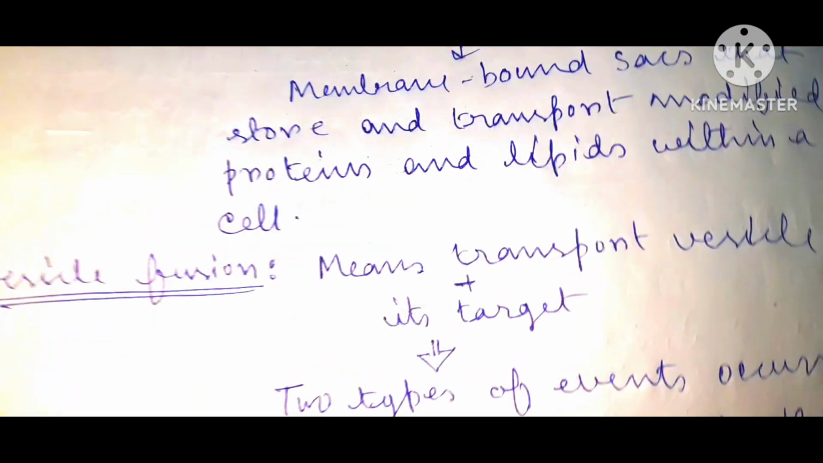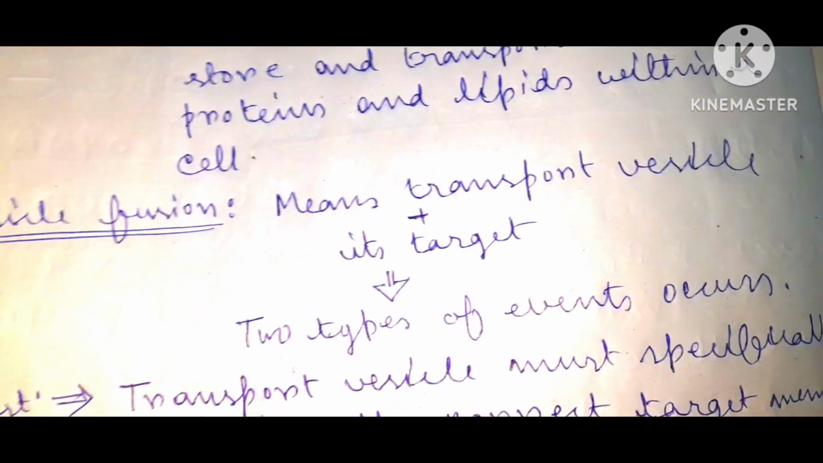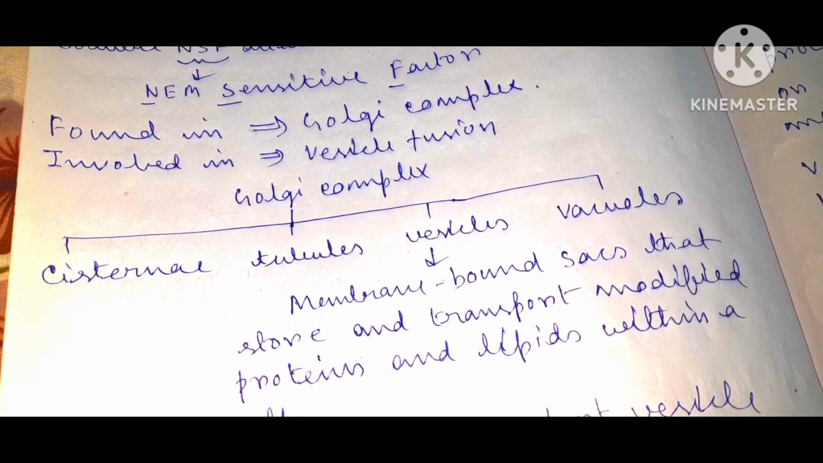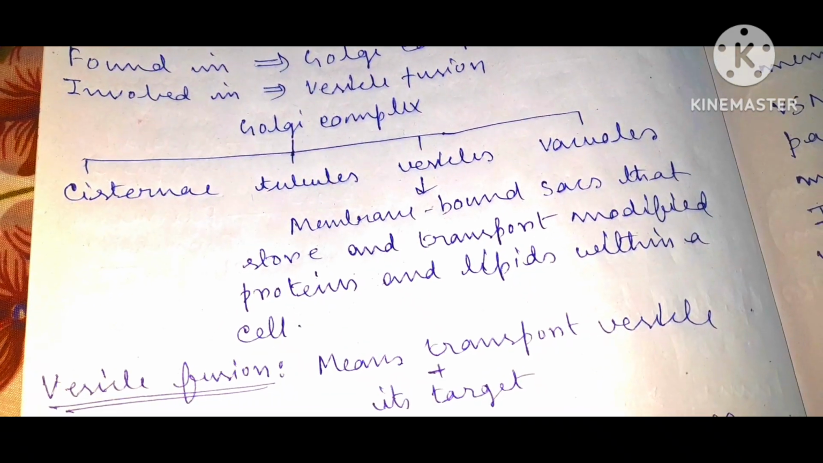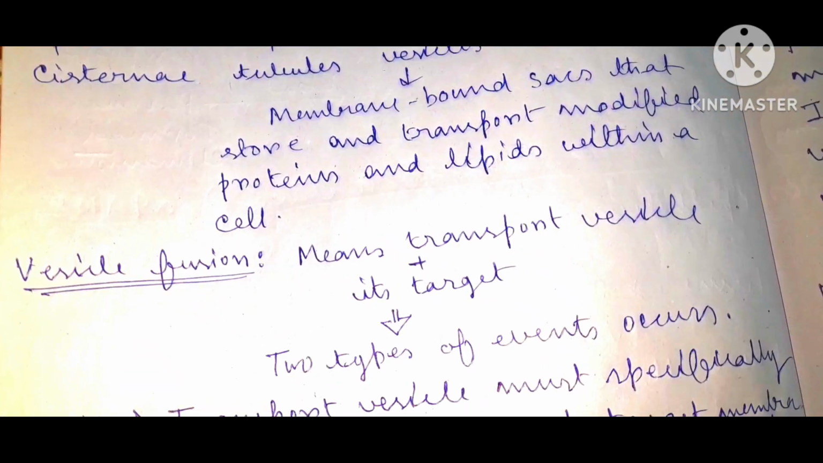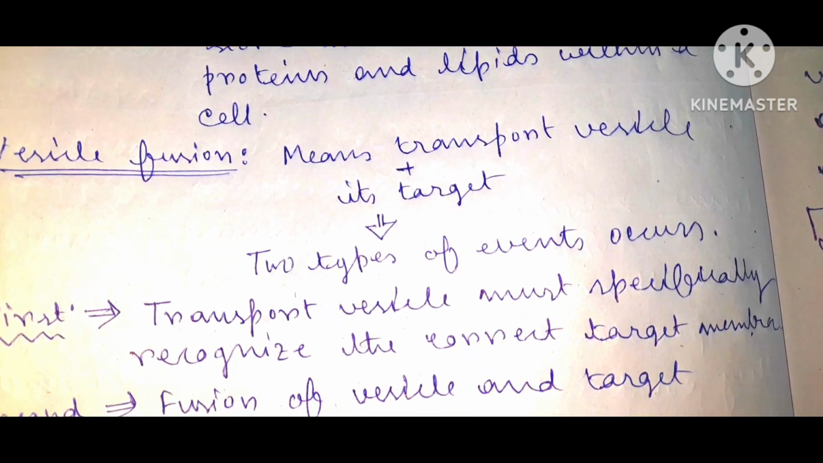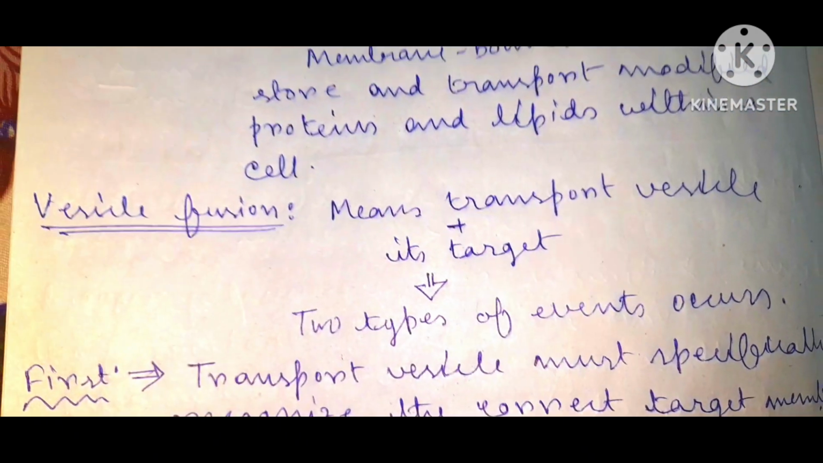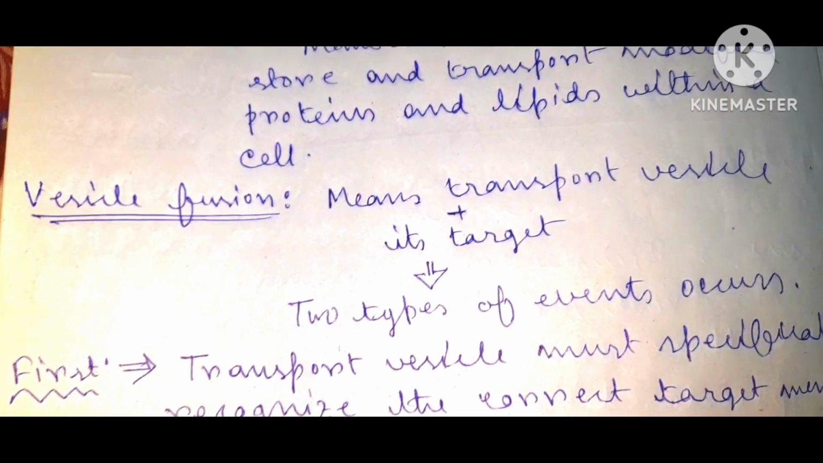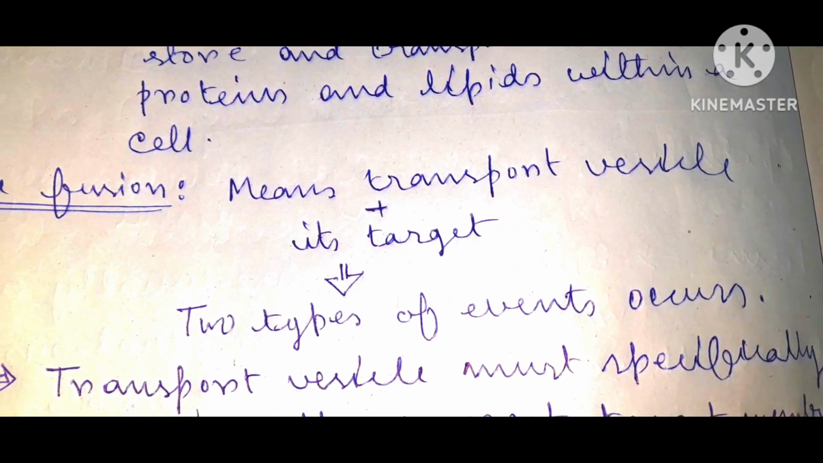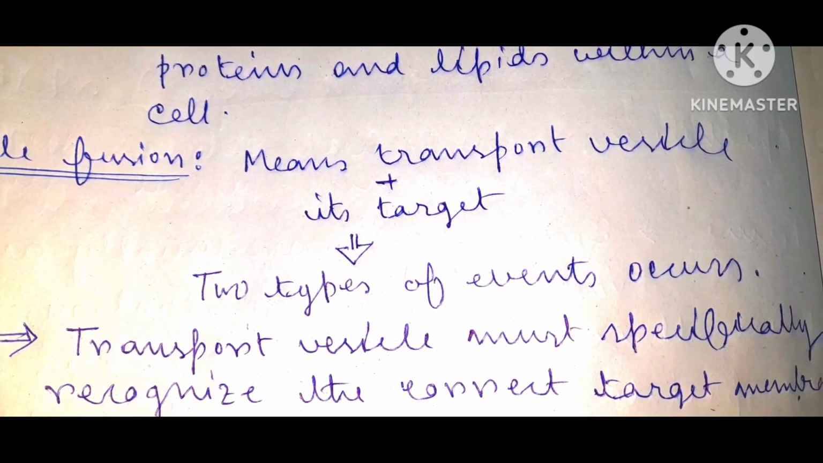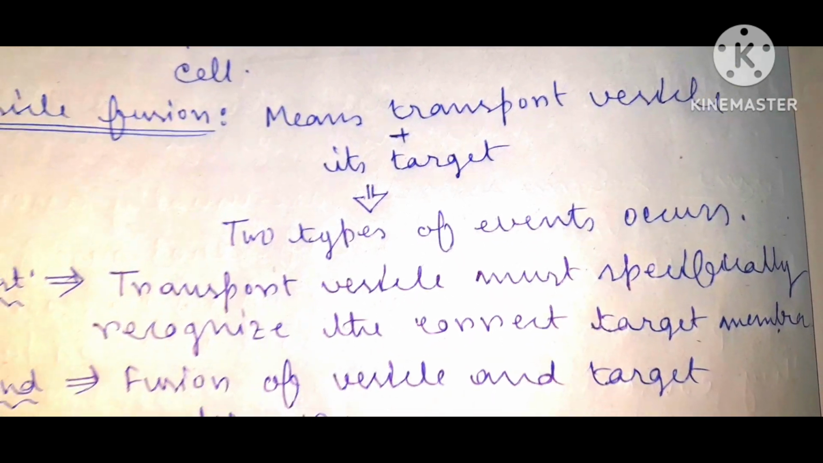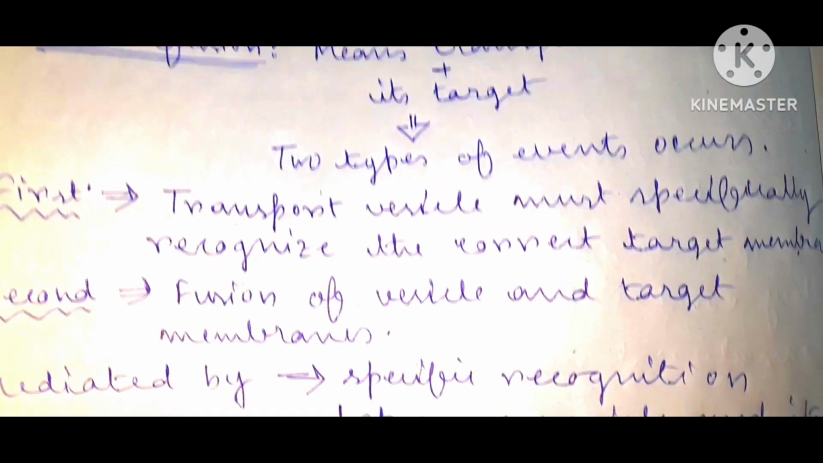Now what is vesicle fusion? This SNARE helps and is involved in vesicle fusion. So what about vesicle fusion? Vesicle fusion means fusion between transport vesicle and its target. Okay, so two types of event occur during this vesicle fusion process.